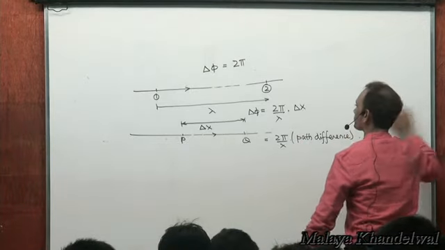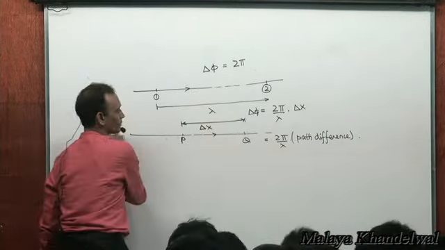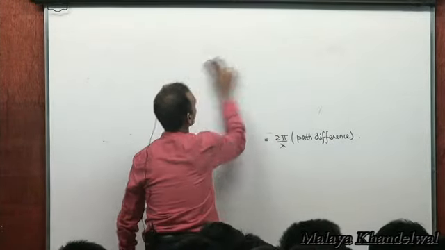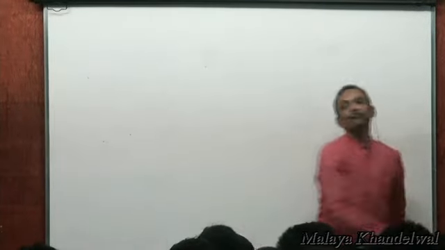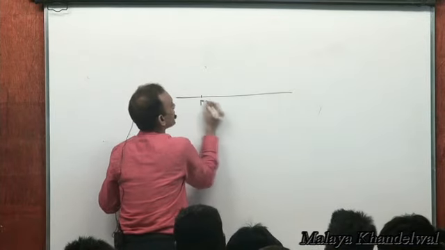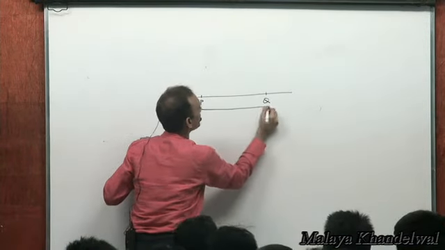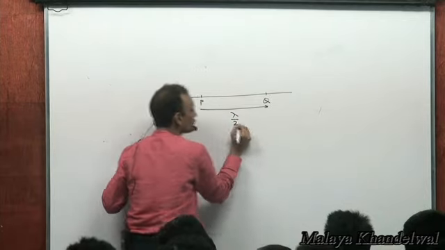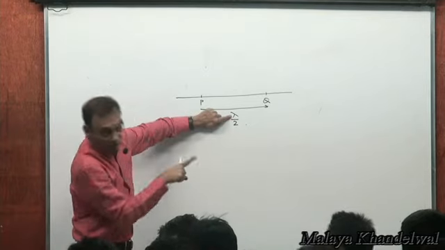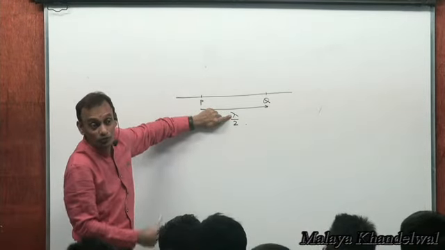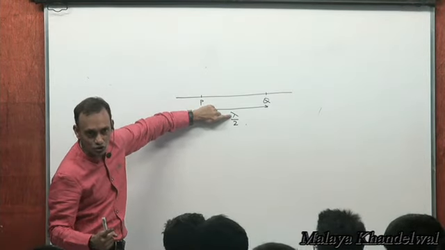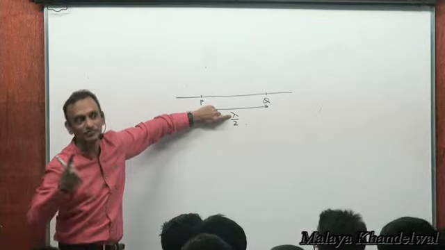Now, what would be the phase difference between two particles that are separated by a distance lambda by 2? Pi. Because lambda would mean phase difference 2 pi, so lambda by 2 would mean phase difference pi. Yes or no?